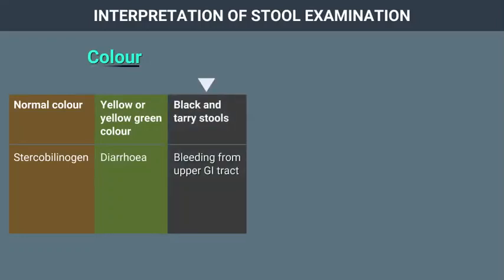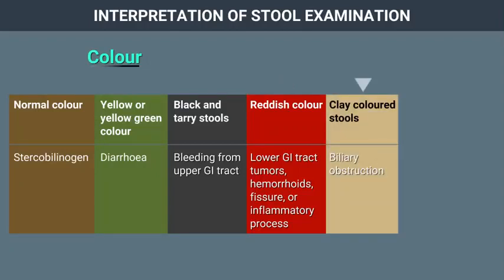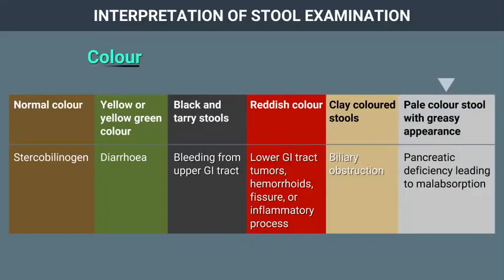Black and tarry stools may be seen due to bleeding from upper gastrointestinal tract. Reddish color is seen in case of lower GI tract tumors, hemorrhoids, fissure or inflammatory process. Clay-colored stools are due to biliary obstruction. Pale-colored stools with greasy appearance are due to pancreatic deficiency leading to malabsorption.